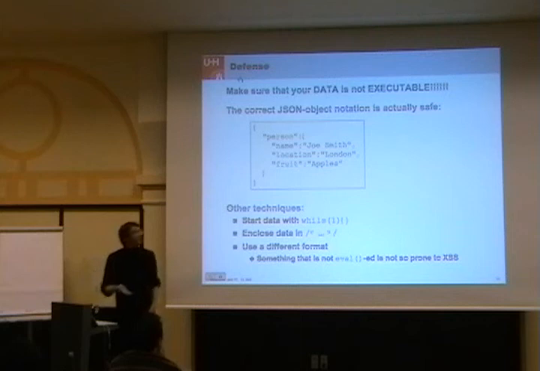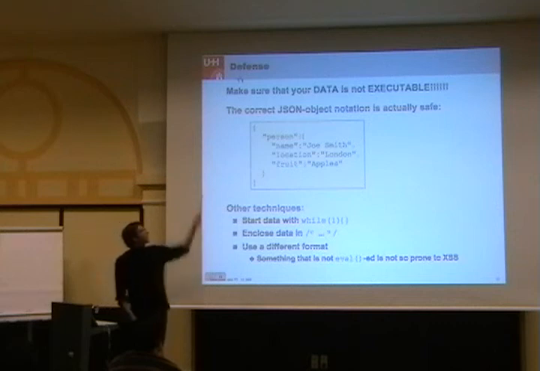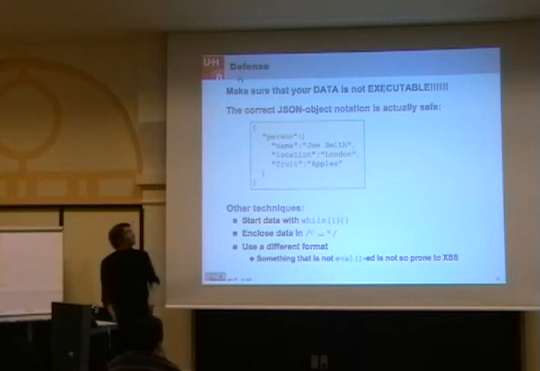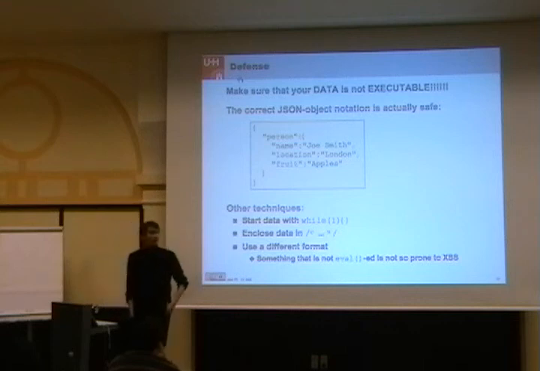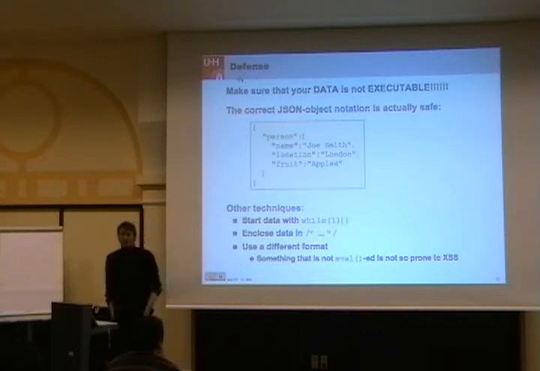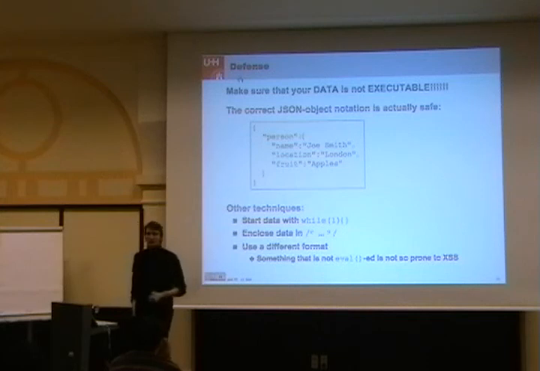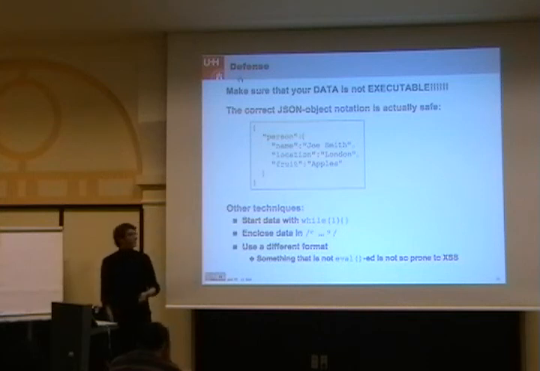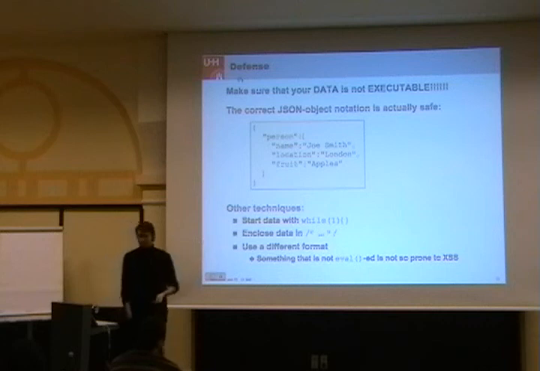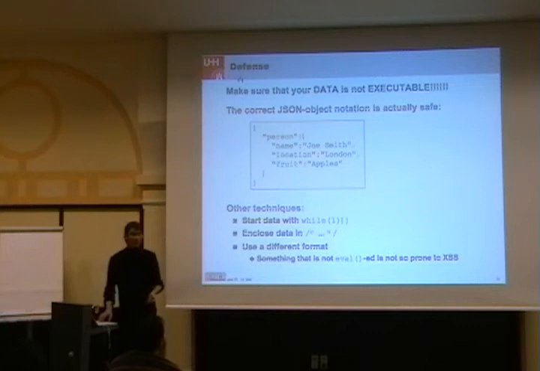So what is the defense? You should always make sure that your data is not executable. This is rather easy. The most recent JSON, JavaScript Object Notation, is not vulnerable, but I don't guarantee that your framework is using that one. Also, there are a couple of other recommended techniques. You could start your JSON data with a while loop that is removed before accessing the data, or you can do some other stuff. But still, maybe you should just use XML for data exchange and not JSON. It's not a good idea.